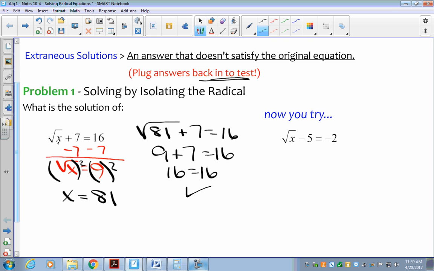All right. So Laura, whose row gets to go next? Leslie. Okay, Leslie. We have root x minus 5 equals negative 2. How are we going to get the square root of x by itself? Add the 5. All right, John, when I add 5 to negative 2, what do I get? We get positive 3. And John, whose row gets the bingo next?